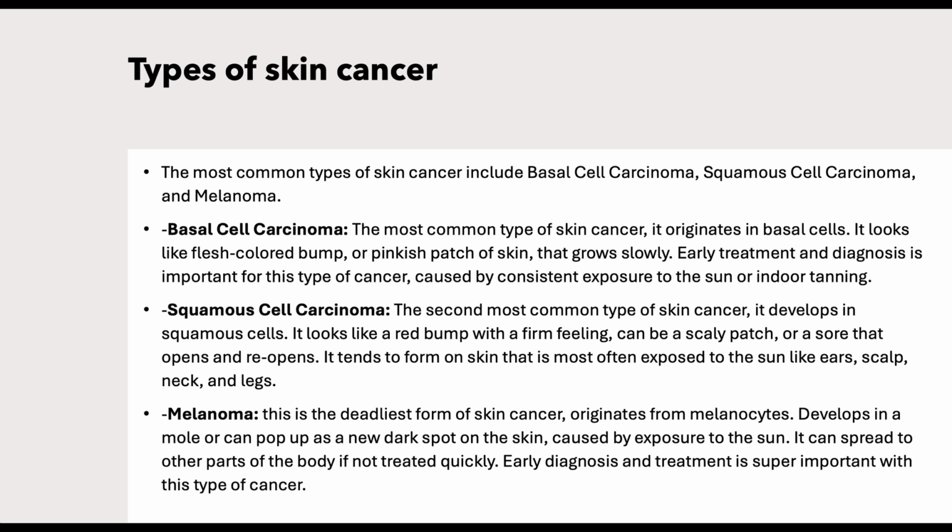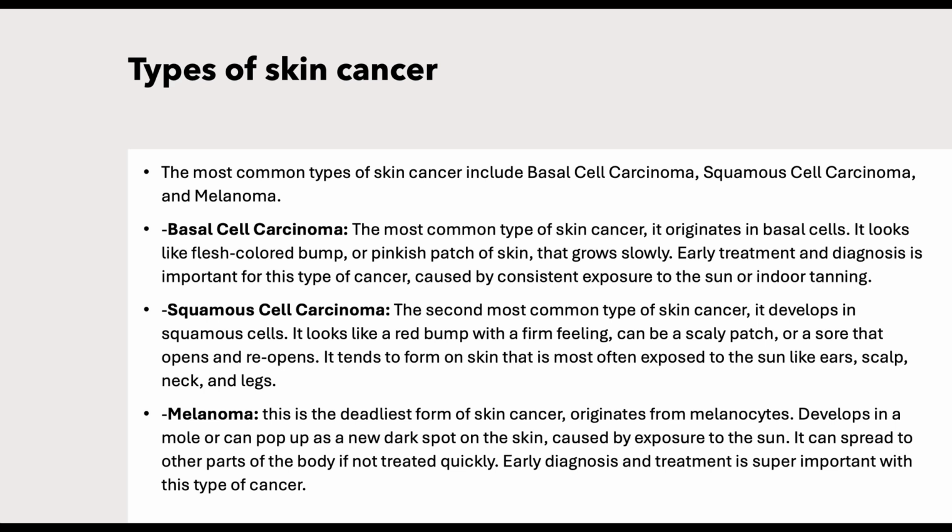Squamous cell carcinoma is the second most common type of skin cancer. It develops in squamous cells. It looks like a red bump with a firm feeling, can be a scaly patch or sore that opens and reopens. It tends to form on skin that is most often exposed to the sun, like ears, scalp, neck, and legs.